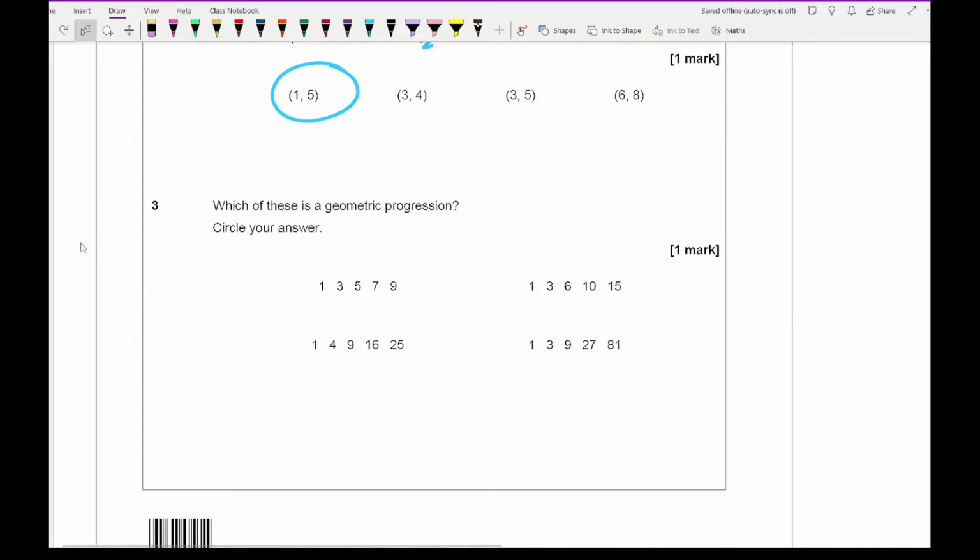Then with question 3, it says which of these is a geometric progression? So geometric progression is where the numbers basically have a common ratio from one to another. And here the correct answer is going to be our fourth option.